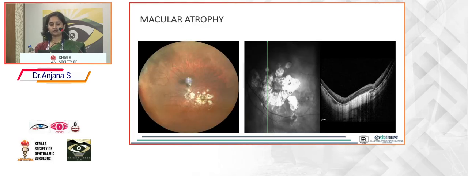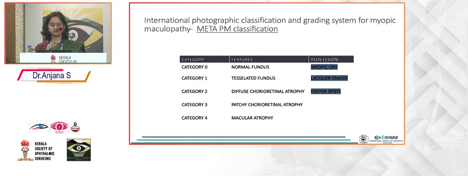Now macular atrophy proper, this is category 4 as per the META-PM classification. The OCT is showing severe thinning. There is relatively no RPE, and the sclera is seen in direct contact with the retina.